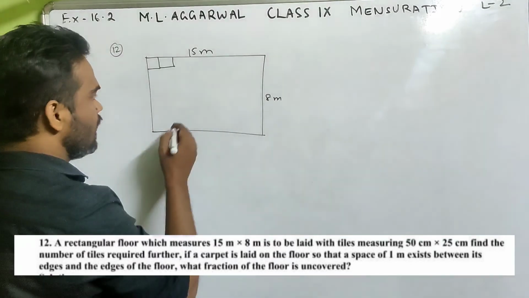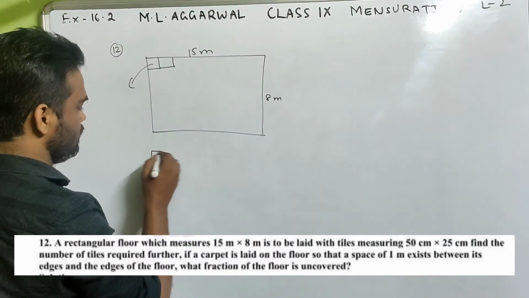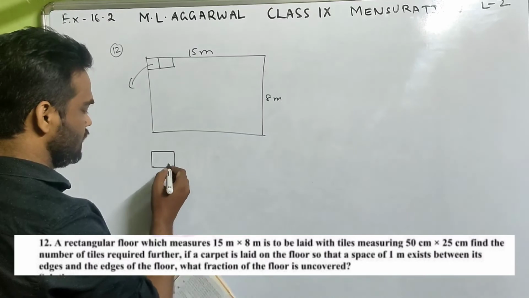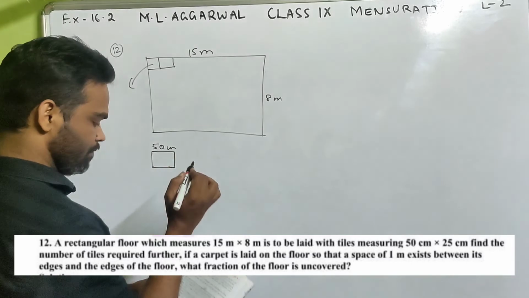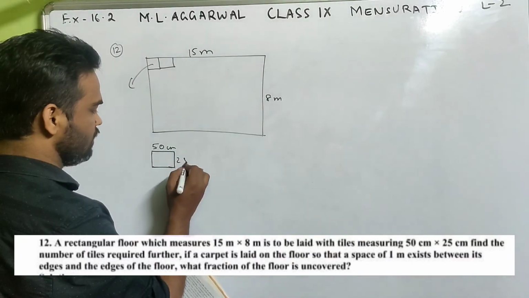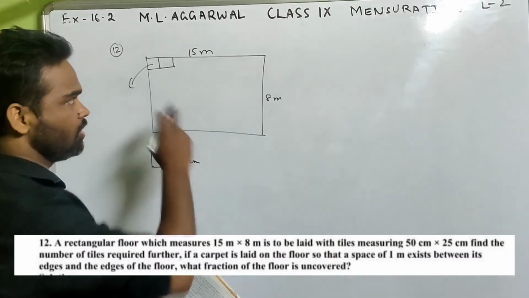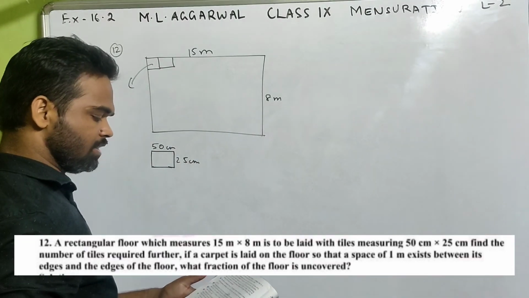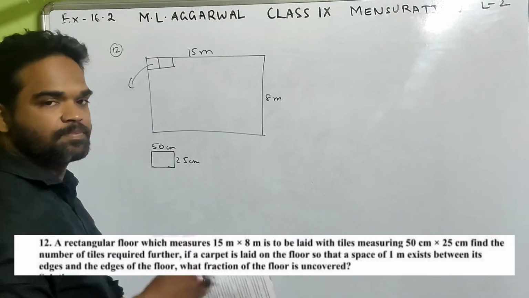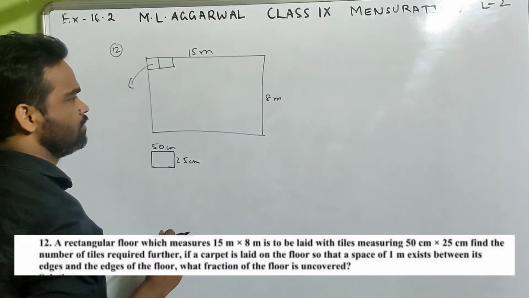Over it. And each tile, the dimension of each tile is 50 centimeter length and the breadth is 25 centimeter. You're covering the entire floor with this. Find the number of tiles required. We'll do the first part first.